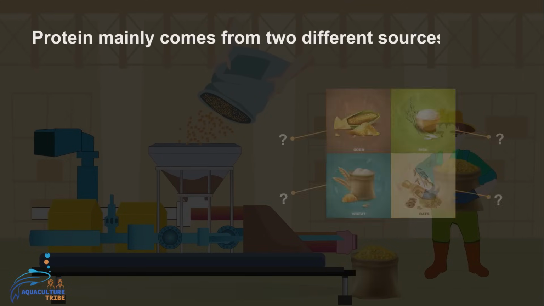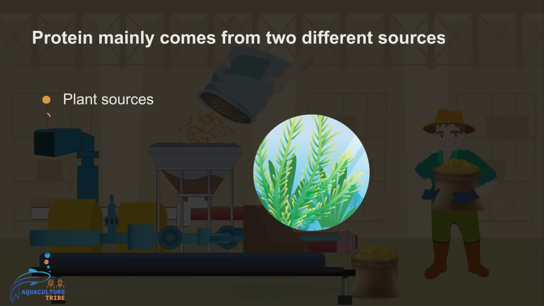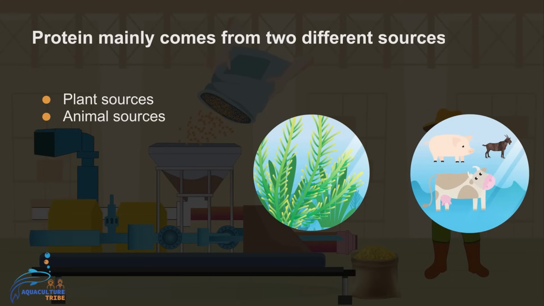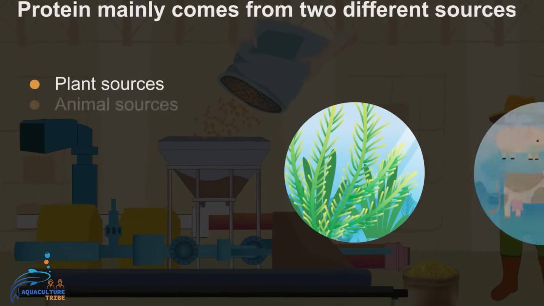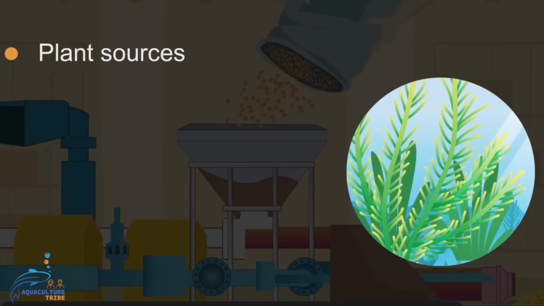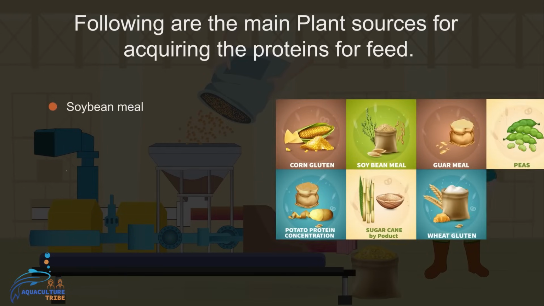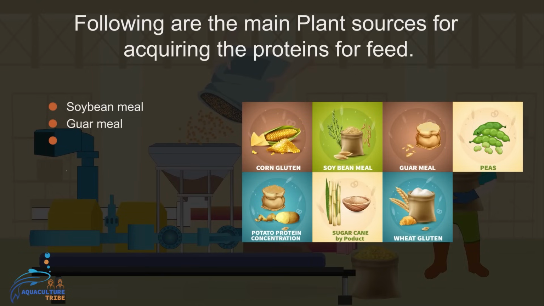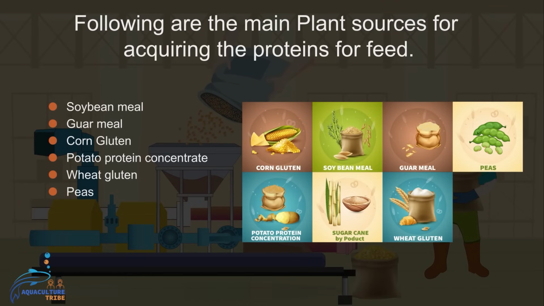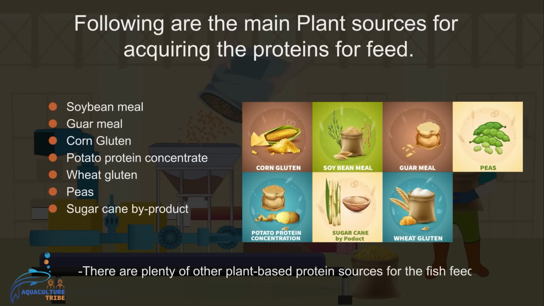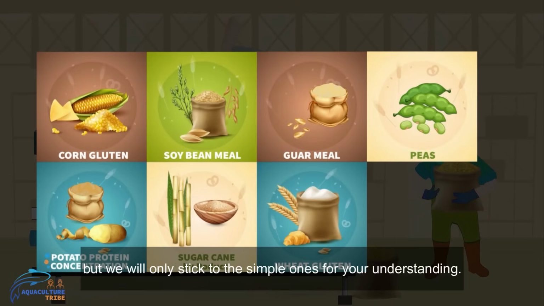Protein mainly comes from two different sources: animal sources and plant sources. First, we will talk about the plant sources. Following are the main plant sources for acquiring the proteins for feed: soybean meal, guar meal, corn gluten, potato protein concentrate, wheat gluten, peas, and sugarcane byproducts. There are plenty of other plant-based protein sources for the fish feed, but we will only stick to the simple ones for your understanding.